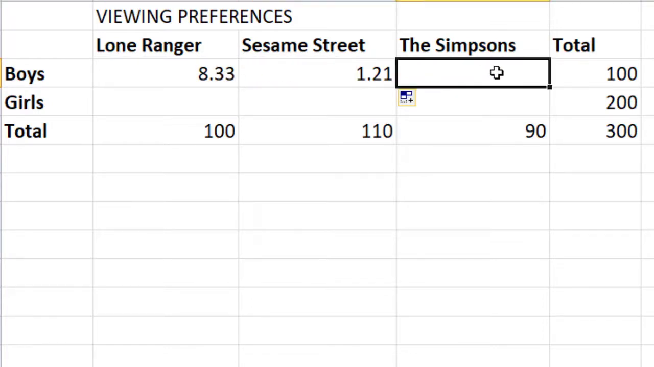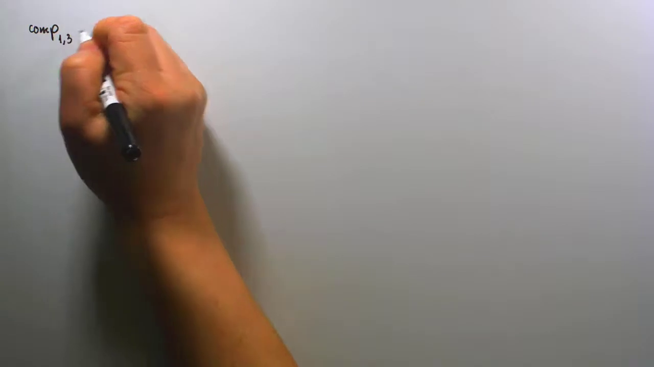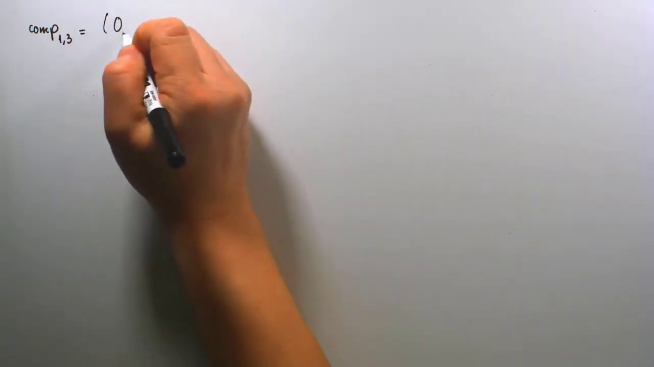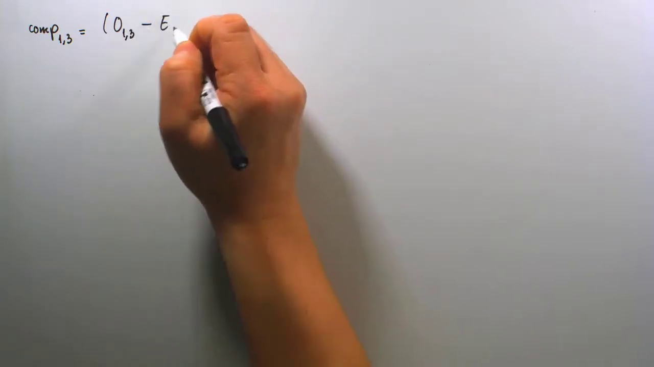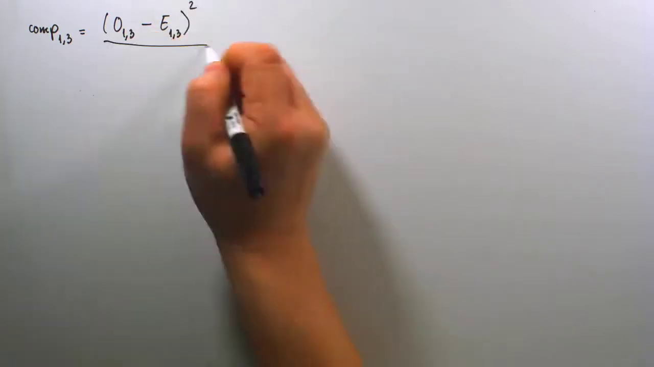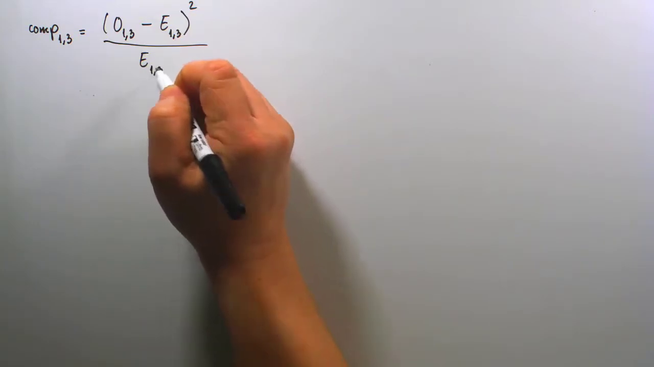All right, so now we are heading out for row 1, column 3. And so now the component value on row 1, column 3 is found by the observed count on row 1, column 3, minus the expected count on row 1, column 3, then square the difference and divide it by the expected count in row 1, column 3.